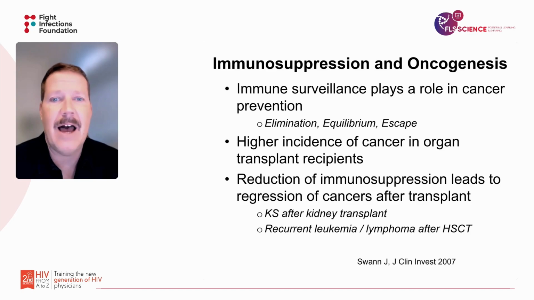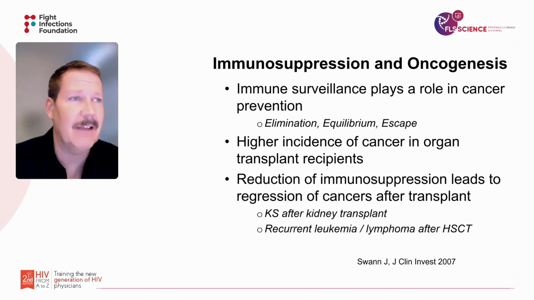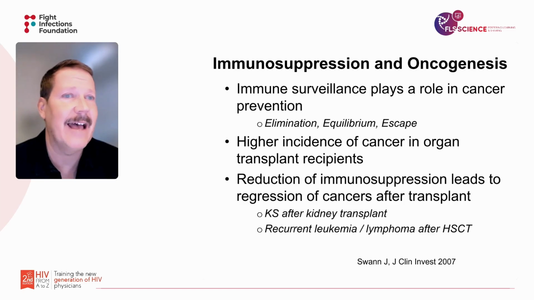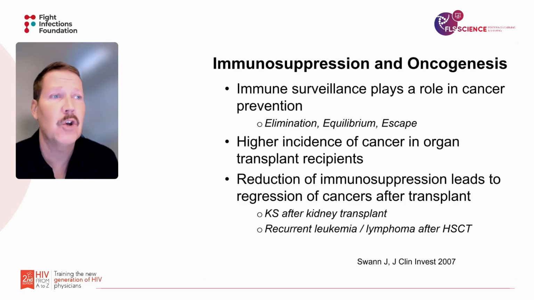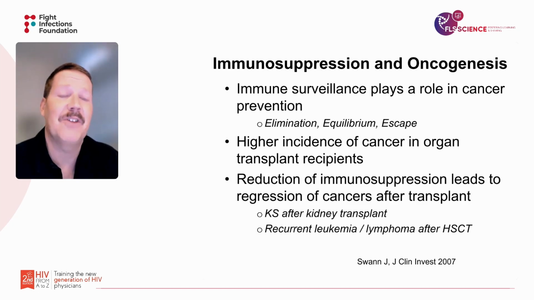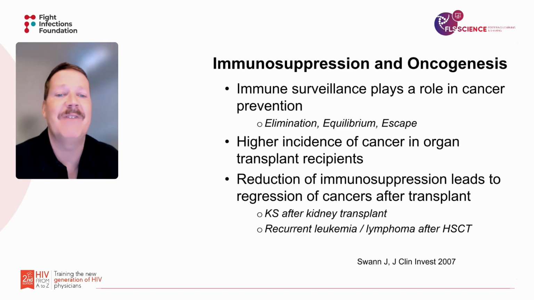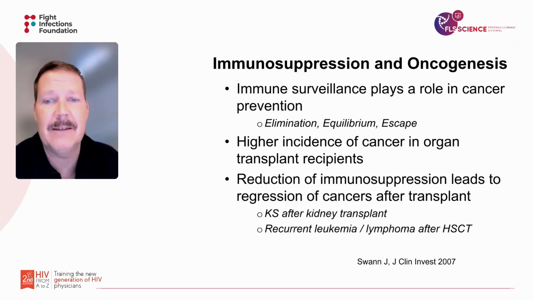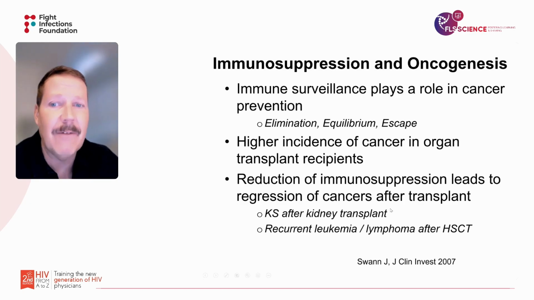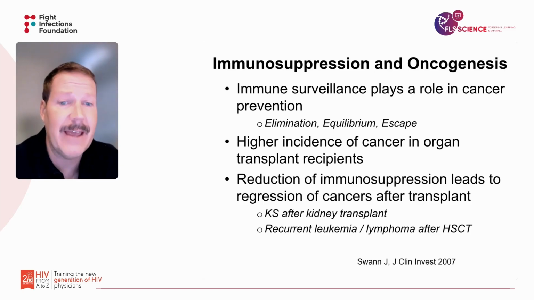We certainly see a higher incidence of cancer in many organ transplant recipients, which also suggests that immunosuppression related to transplant could play a role in fostering cancer development. And finally, the converse is that in many transplant cases who have developed cancer, reducing immunosuppression may lead to regression of that cancer. So, for instance, Kaposi sarcoma has been observed frequently in kidney transplants, but by reducing the levels of immunosuppression, KS can resolve in that context.